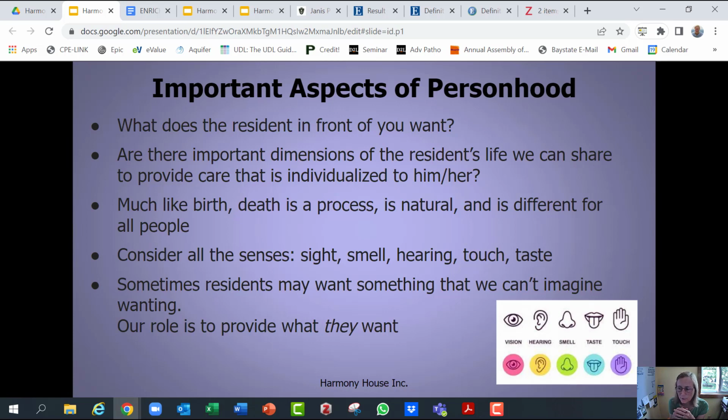And sometimes it's important to think that residents may want something that we can't imagine wanting ourselves. Like for me, as I envision my deathbed scene, I would want scenes of nature. I would want to be either outside or have an open window. And other people really want quiet, dark, and less light, more darkness. So it doesn't matter what I want, it matters what they want.